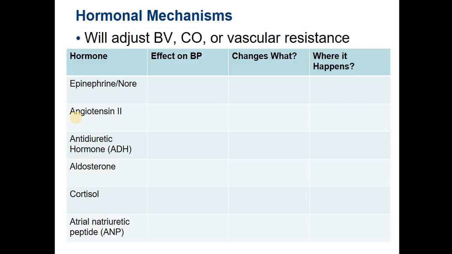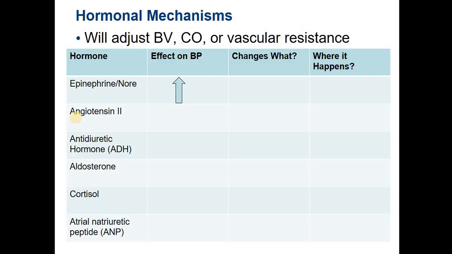Now, you have hormonal mechanisms that will adjust your blood volume, your cardiac output, or your vascular resistance. And remember, if you increase resistance, you increase blood pressure. And the opposite, if you decrease resistance, you decrease blood pressure. So different hormones that you can consider.